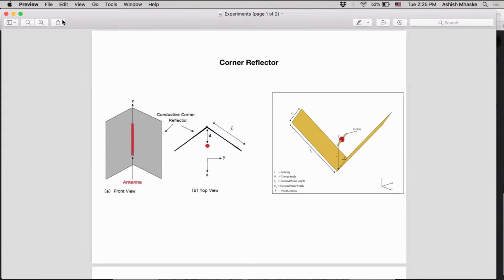Thank you. So can I ask a question? Yeah. How does this compare with the plane back reflector that we had in the last experiment? It seems like for an angle of 180 degrees, that plane reflector is just a special case of this corner reflector. So is there a relation between these two?